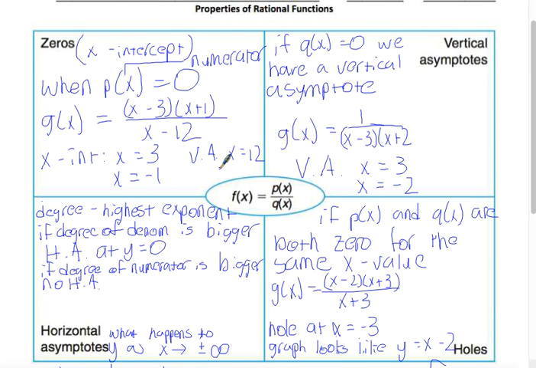So if the degree is the same, then it's the ratio of leading coefficients.